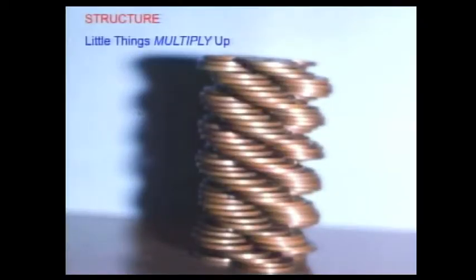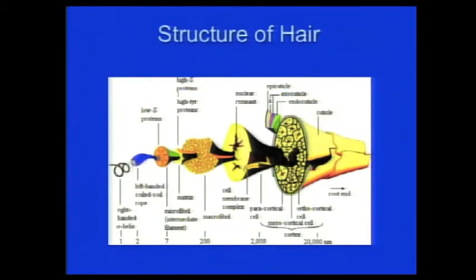So little things multiply up. Here's an example of hair. It's going to be coiled, and then it's going to be bundled, it's going to be sheathed, and it's going to be coiled again. It's a great example if you want to look for a model for solving some kind of structural problem. Hair is a great one. You know how thin it is, and yet it has all these components in it.